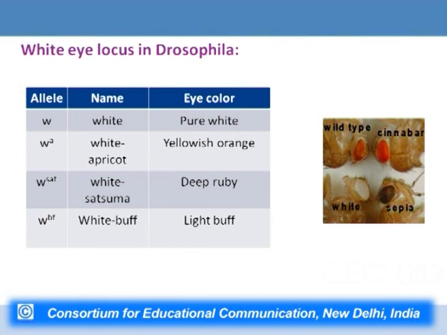There are various alleles at this particular locus, like W leads to white, pure white color, WA leads to yellowish orange color, WSAT leads to deep ruby color and WBF leads to light buff color.